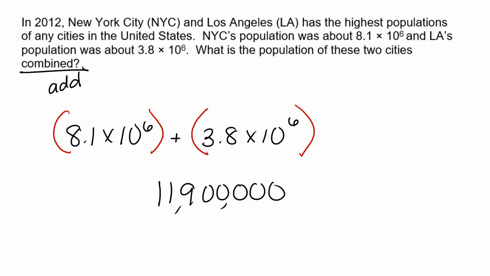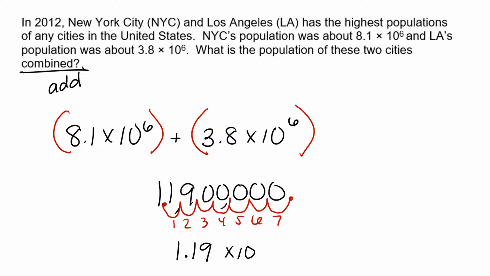This answer is not in scientific notation, so we need to rewrite it. We start with the decimal point here at the very end, and we want to move it all the way to the front till it is behind the first number 1. To do that, we have to move the decimal point 1, 2, 3, 4, 5, 6, 7 times. When we write the final answer, we do not write the zeros. We just write the 1.19. We always write times 10. And we write the number 7 as our exponent because that is how many times we moved the decimal point.